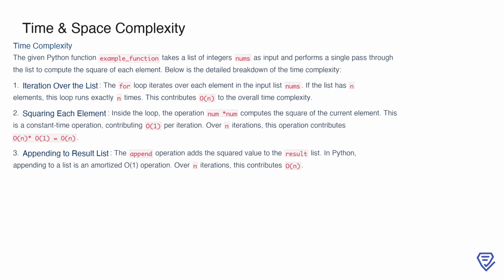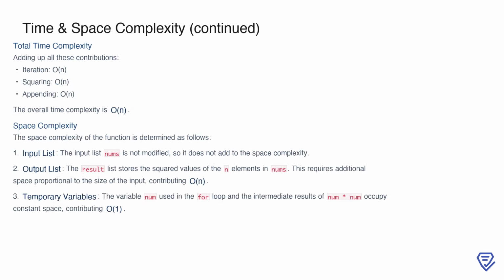Lastly, the append operation adds the squared value to the result list. In Python, appending to a list is an amortized O(1) operation. Repeated over n iterations, this also contributes O(n) to the overall time complexity. Together, these components form the basis of our time complexity analysis. Now, summing up all the contributions to the time complexity, we have O(n) for the iteration, O(n) for squaring each element, and O(n) for appending results to the result list. Therefore, the total time complexity of the function is O(n).